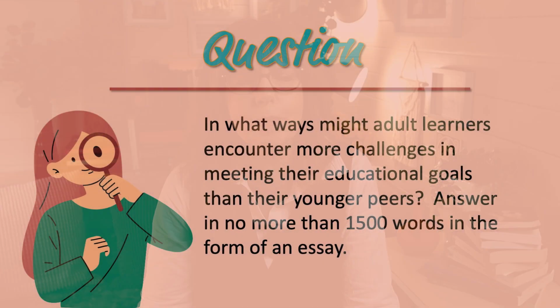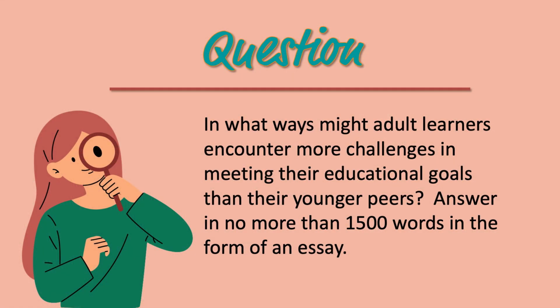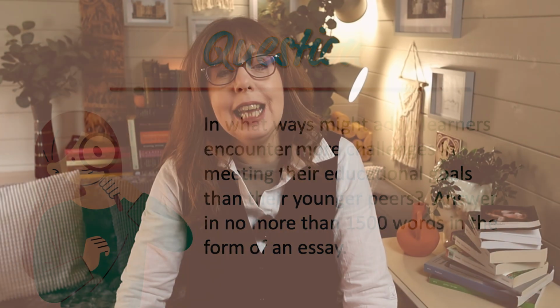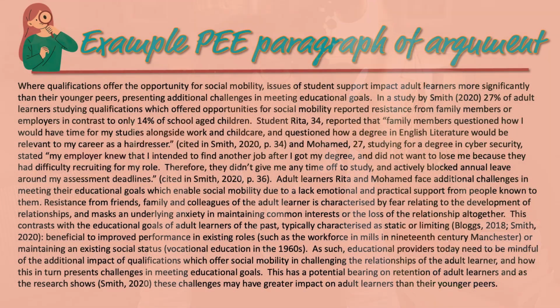Here's a quick reminder of the hypothetical essay question we are answering. In what ways might adult learners encounter more challenges in meeting their educational goals than their younger peers? Answer in no more than 1,500 words in the form of an essay. And here's a paragraph of argumentative writing. Once again, pause the video to read the paragraph, and then I'll share some thoughts on this and reveal the three-step model which underlies this writing.